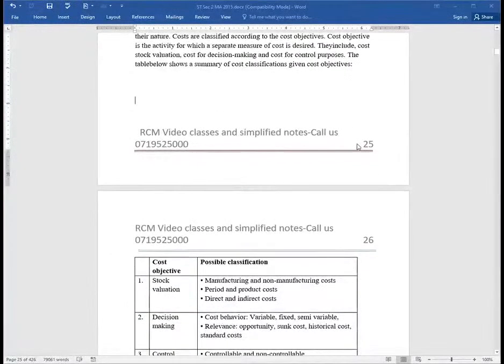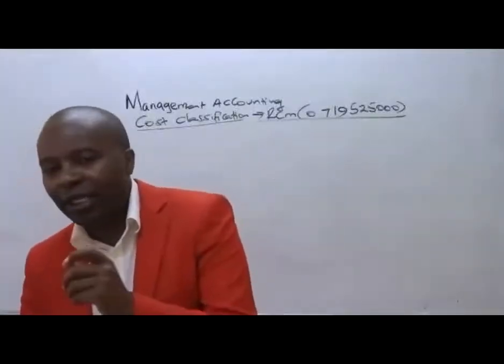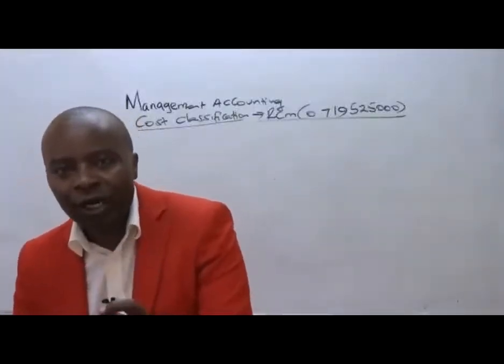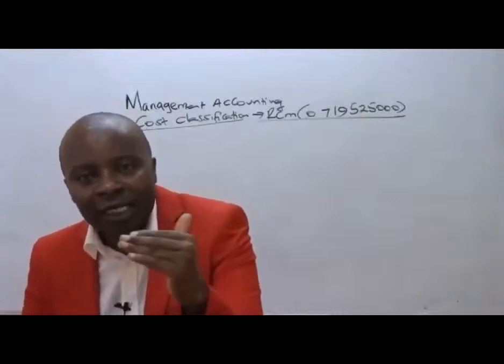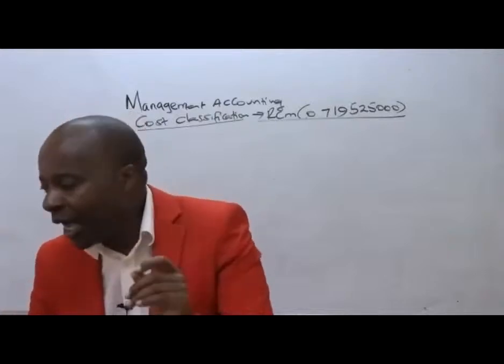So look at this. Cost objective, like the first goal will be to carry out a stock valuation. We have decision-making and control purposes. So if you have a cost objective of stock valuation, then what will be some of the classifications of costs under stock valuation that we shall be having?